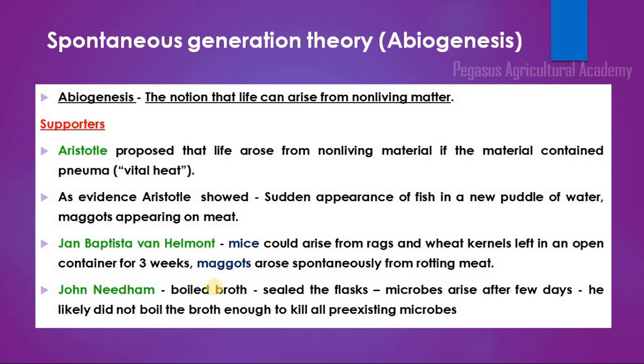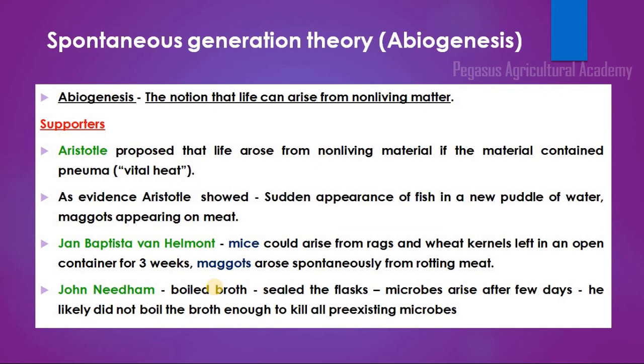Okay, and the next person who suggested this theory is John Needham. Okay, and remember this. There may be a question in your exam. Who are the persons who supported the spontaneous generation theory? They may give three scientists' names, and afterwards another person who does not support. Okay, so they may ask who is not a supporter of the abiogenesis theory. So you have to memorize the supporters of the spontaneous generation theory. And the third one is John Needham.